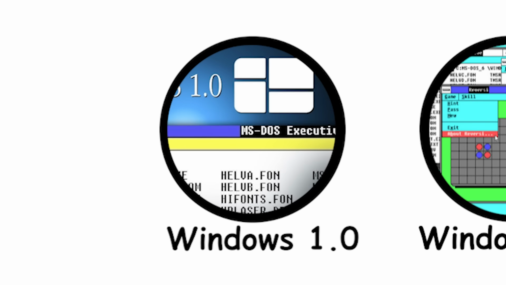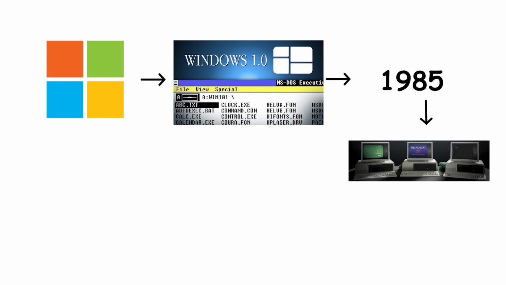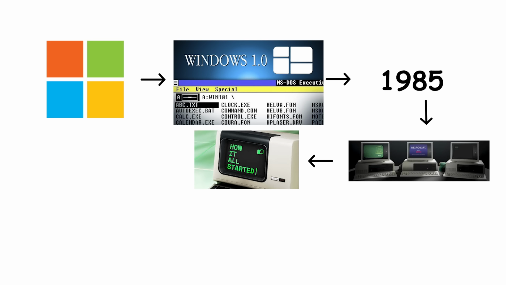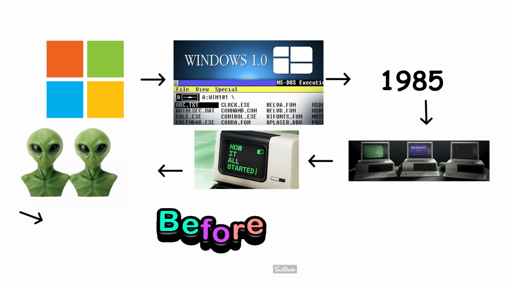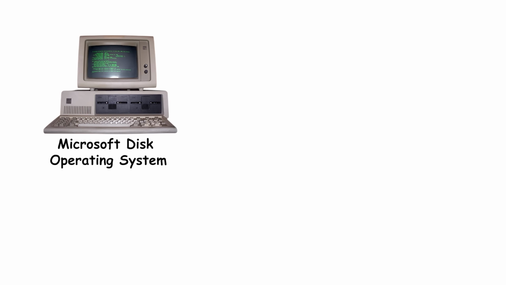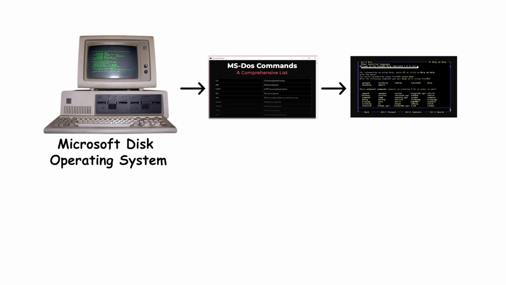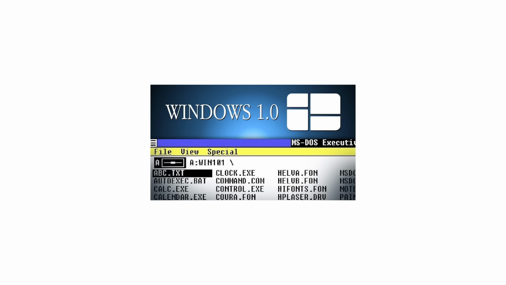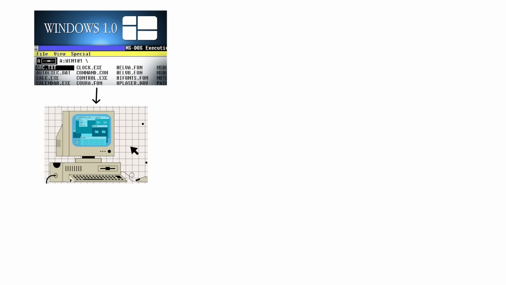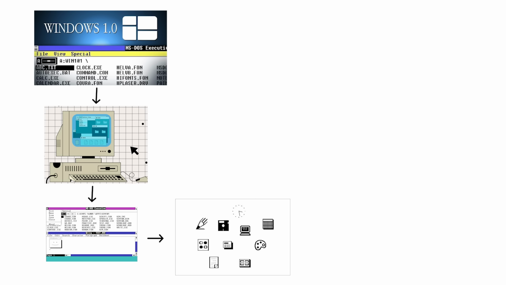Windows 1.0. Microsoft launched Windows 1.0 in 1985. Their first graphical interface meant to make computers look less like alien command terminals. Before this, users had to type everything manually in Microsoft Disk Operating System. Every command, every program, every folder. Windows 1.0 layered a visual interface on top of that, turning text commands into clickable icons.